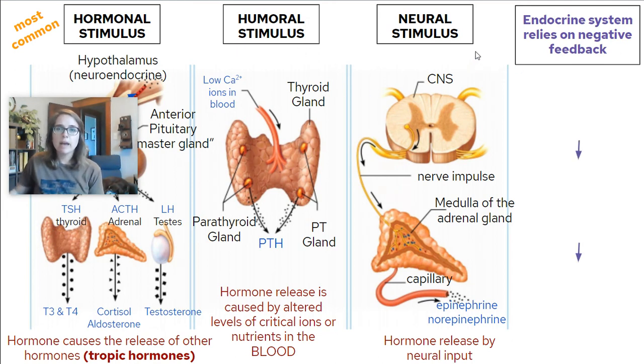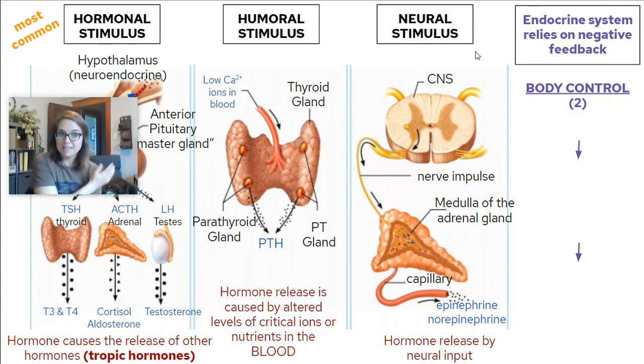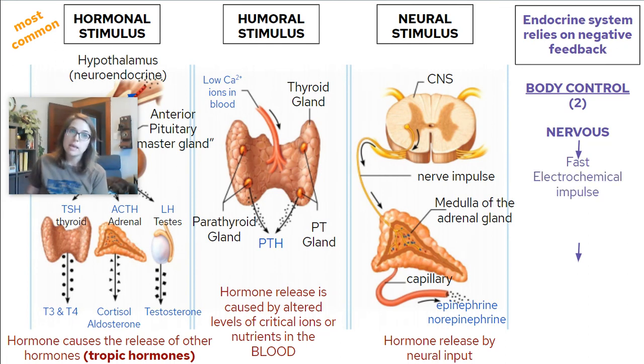So we have two main ways that we can control our body. Basically our last unit and our current unit, okay, how we control our body. So the nervous system controls our body. It is fast, way, way faster than the endocrine system. And it uses these electrochemical impulses, an action potential, right? Using these ions to send signals.